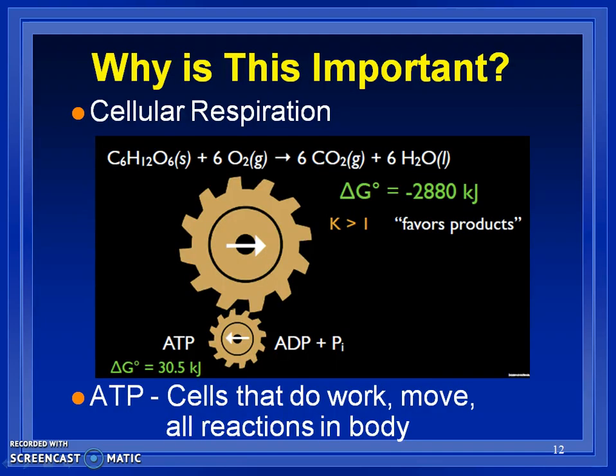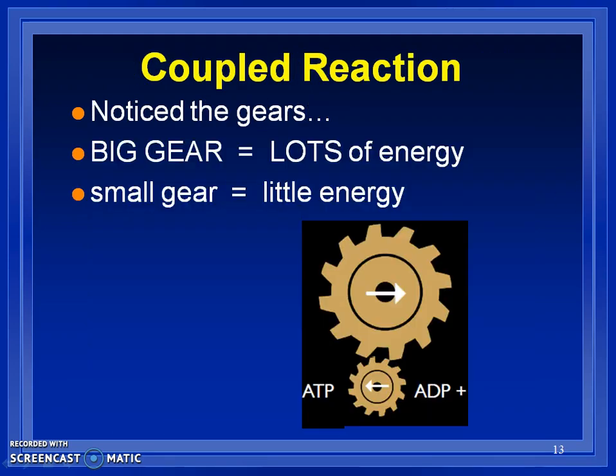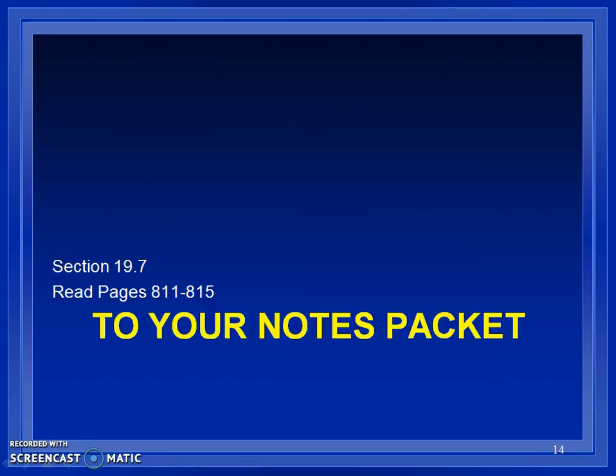So why is this important? He gave an example of cellular respiration, and he talked about these gears moving and working together in a coupled reaction. So we have a big gear that has lots of energy, and we have a small gear that has little energy. But you need the two of them together in order for respiration to work properly.